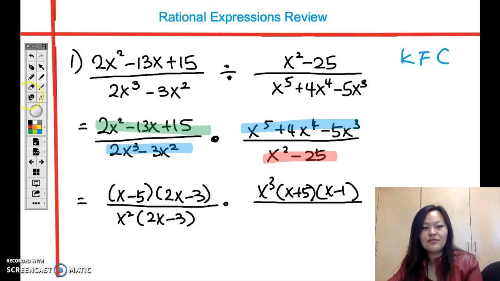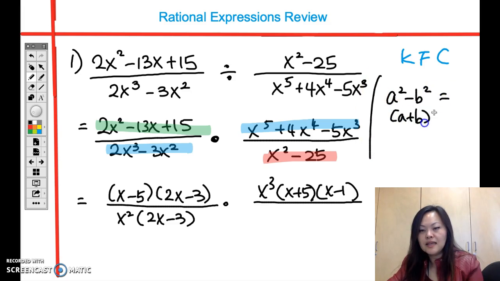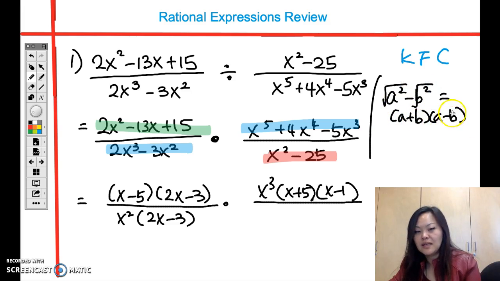This is called the difference of two squares, right? So remember, a squared minus b squared equals a plus b times a minus b. This is something that by now you should memorize, okay? So all you have to do is find the square root of a squared, which is a, find the square root of b squared, which is b, and then you go a plus b, a minus b.